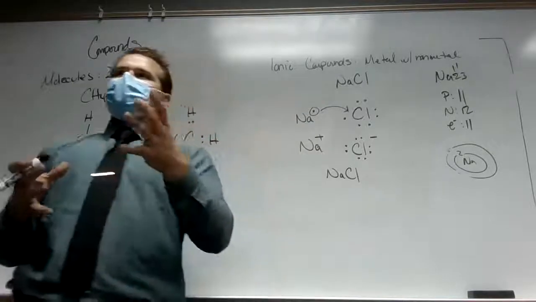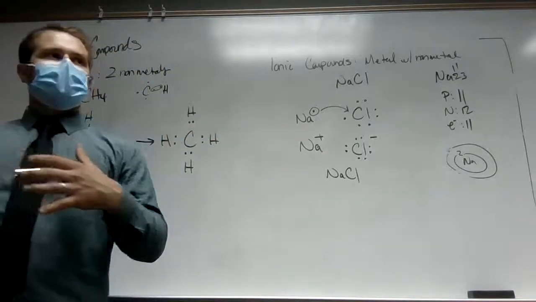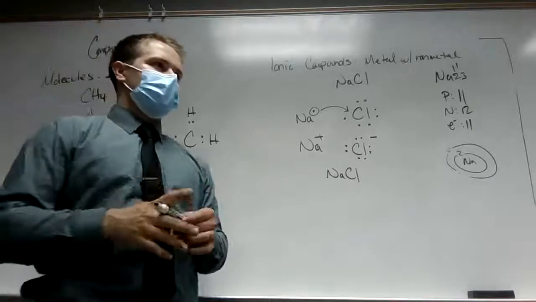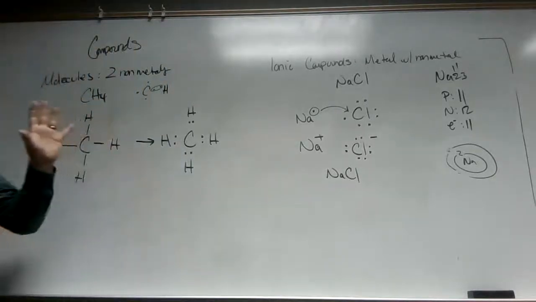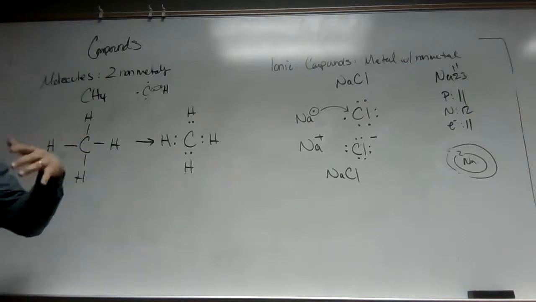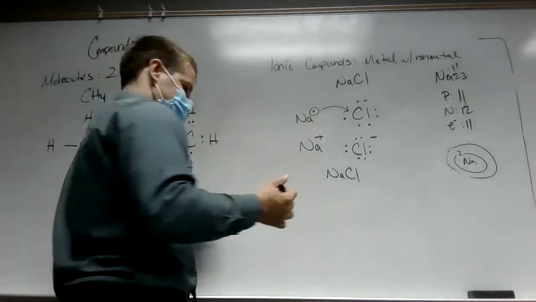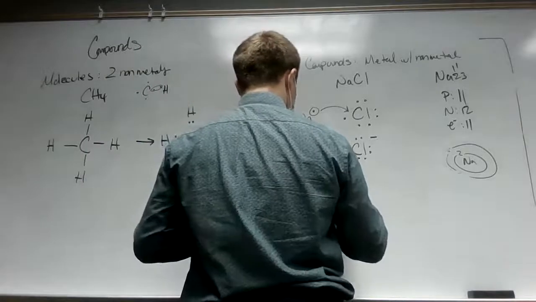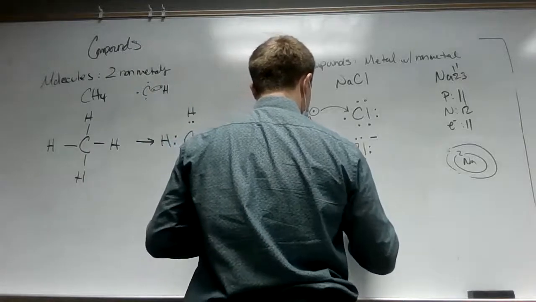So there's no discrete bonds necessarily. There's just a general attraction. Because of that, we show ionic compounds in the most simplified form. Let's say we go back to our previous example of sodium phosphate, Na3PO4.